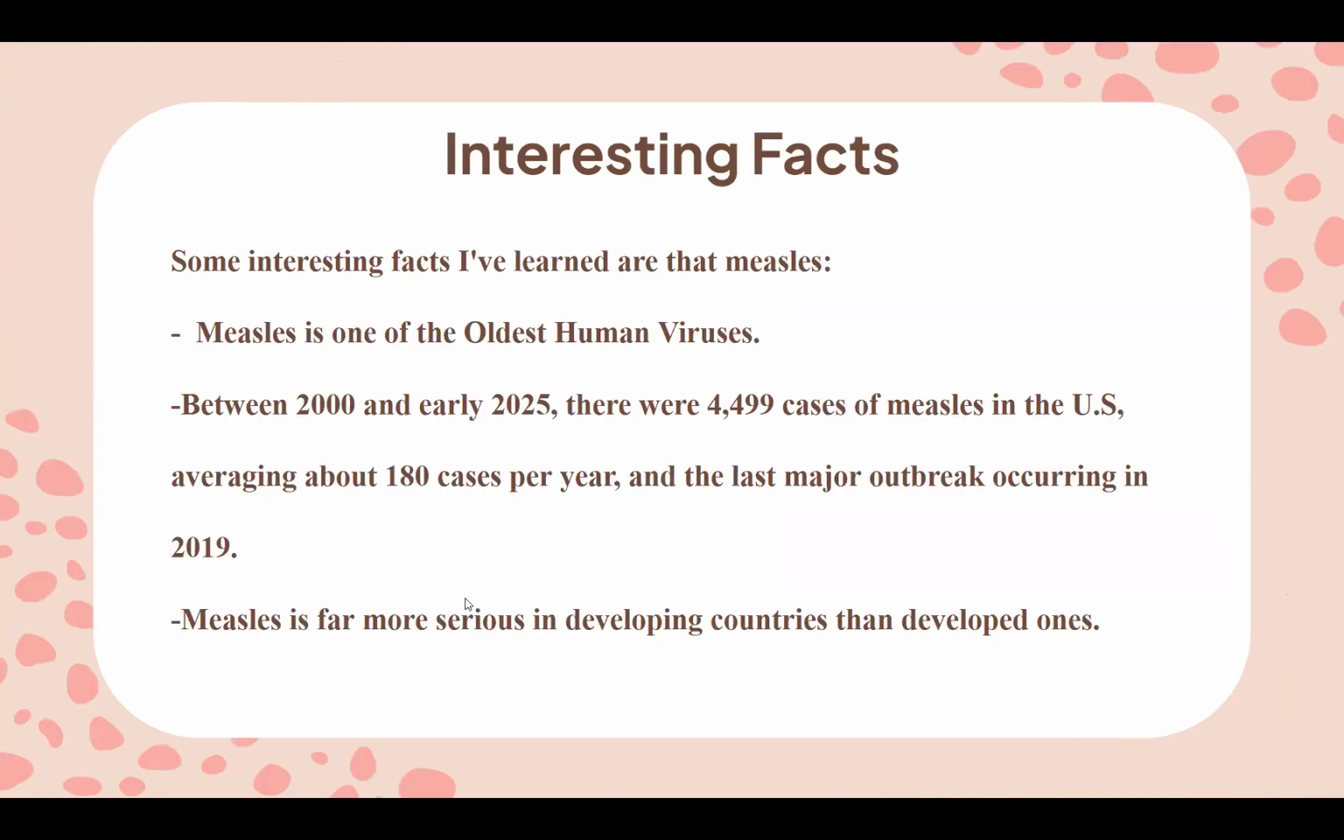So interesting facts that we've gathered are that measles is one of the oldest human viruses. Between 2000 and early 2005, there were 4,499 cases of measles in the US, averaging about 180 cases per year, and the last major outbreak occurred in 2019. Measles is far more serious in developing countries than developed ones. And that completes our presentation.